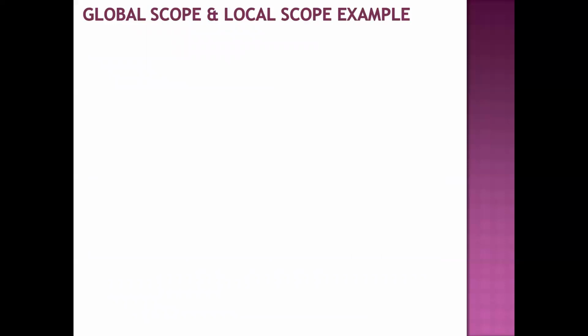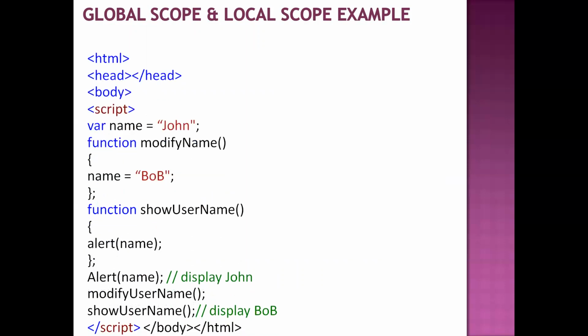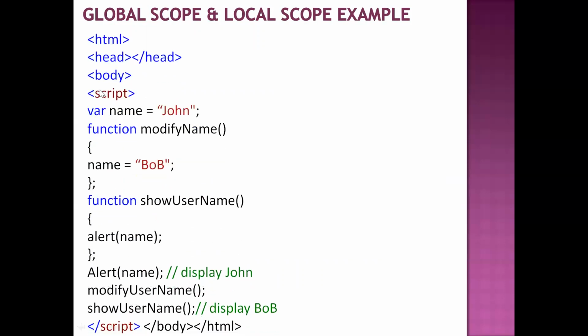Now let's see one example on local and global scope. See here I am writing this script inside the body section, and inside the script I am taking one variable called name, and for this variable I am assigning the value John. And here I am taking one function. In coming classes we will discuss functions in detail. Just try to understand the scopes of the variable here. In the next lecture I'll explain the concept of functions.